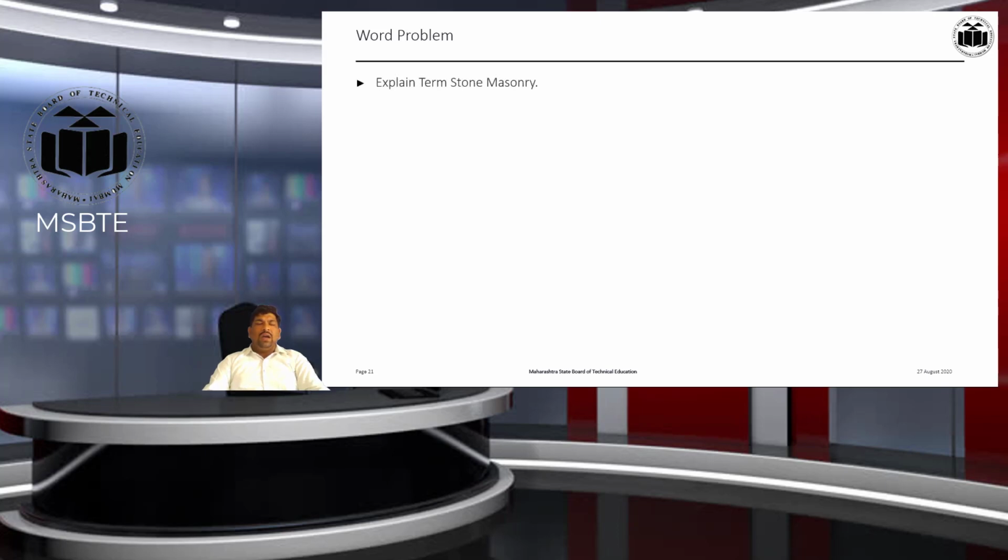Hope you have understood all the contents of the major features of stone masonry. After going through all the contents, you are supposed to write down and explain all the word problems. So I request everyone to take a paper and pen and write down the word problems which can be asked in examination. The first one is: explain the term stone masonry.